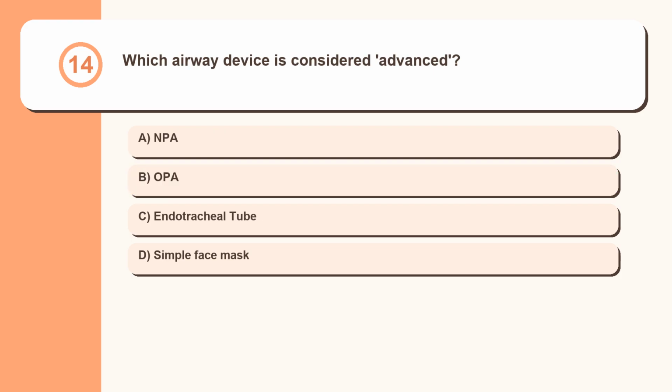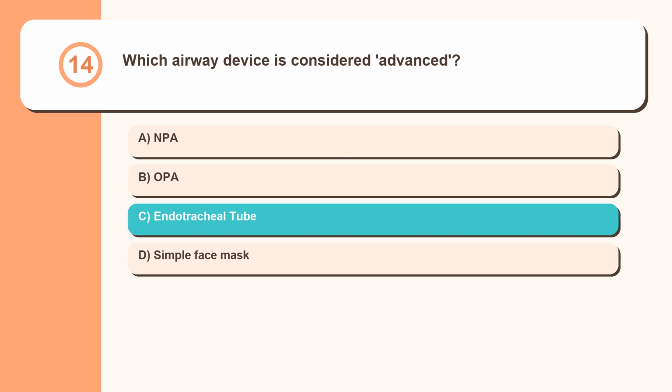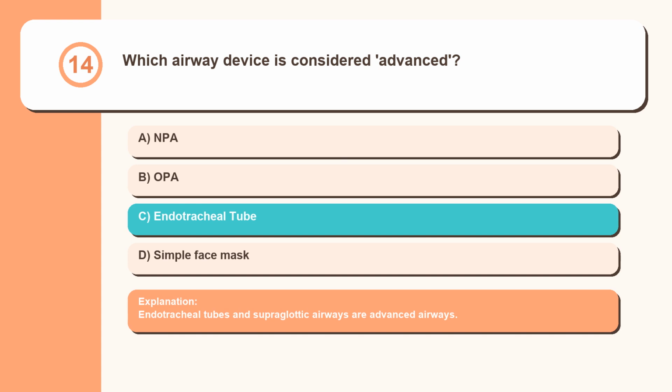Question 14. Which airway device is considered advanced? NPA, OPA, endotracheal tube, simple face mask. Endotracheal tubes and supraglottic airways are advanced airways.